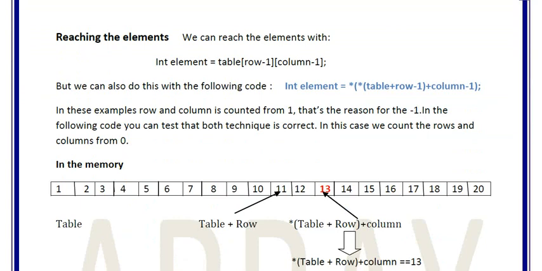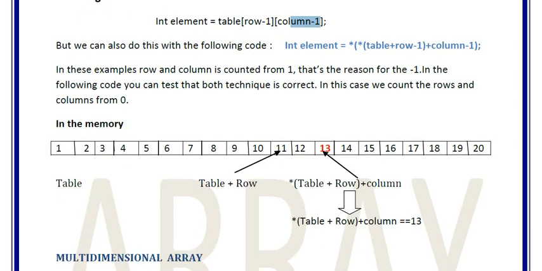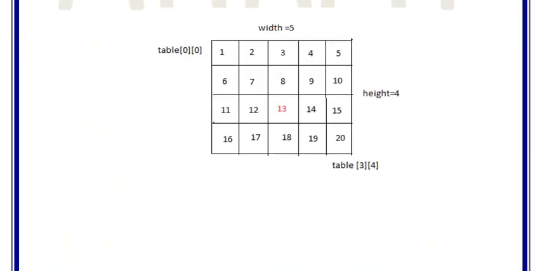Researching on the element. In this section integer is the type, and in the element section we have table. In the index section we have row minus 1 and column minus 1. That means in the memory section, this one is the memory representation of the table, and here the table plus row, which is 11, and the table plus row plus column, which is 13, which is our wanted answer. Here we have used this formula: row minus 1 and column minus 1.